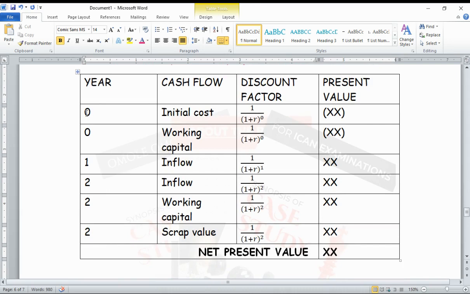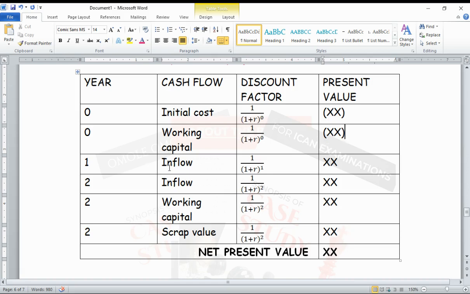So you have your year. This is your year zero. Remember I said that year zero is the beginning of the project year. So you have your initial cost, then discount factor, then your present value. Then year zero as well. Working capital will also be an outflow in year zero, like this. And you can see that in year two, in this case, the project lasted for 2 years. So in year two, working capital was an inflow. You can see it here. It was in brackets here and it was not in brackets here. So it's an outflow here and it's an inflow here.